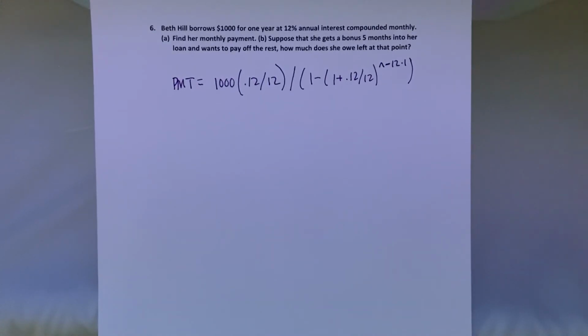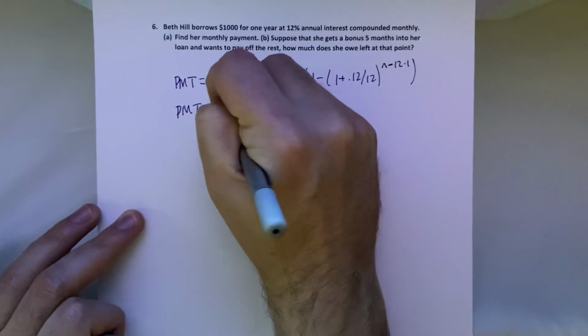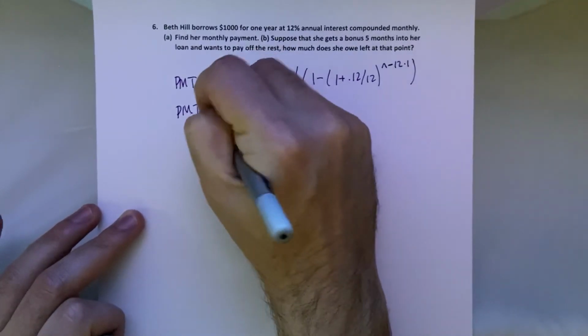1,000 times 0.12 over 12, 0.12 over 12 to the negative 12 power. Not bad. Her payment back is $88.85.